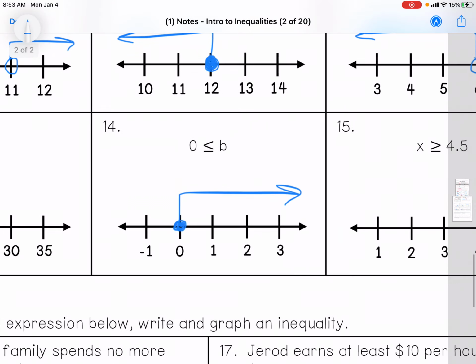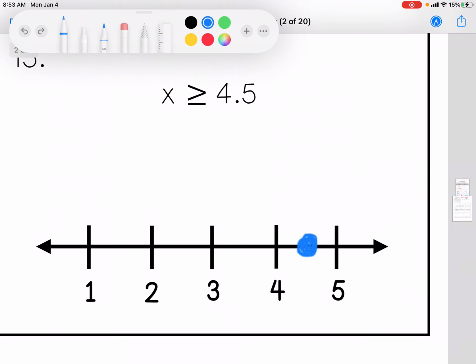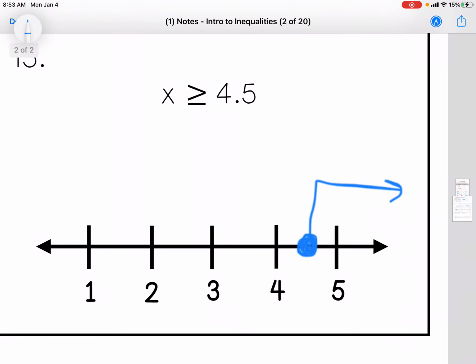All right. 15. X is greater than or equal to 4.5. Well, 4.5 is not on there, Coach. Well, it's somewhere right in there. Okay. Put a closed dot on there, and then X is greater than 4.5, so it's going to the right. You need to make your arrows a little better than Coach Foreman does. There you go.